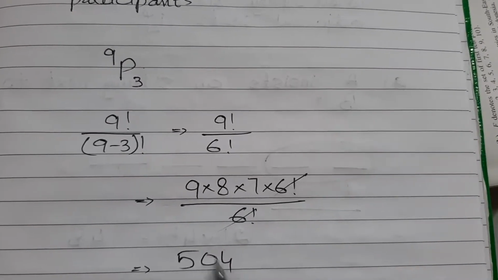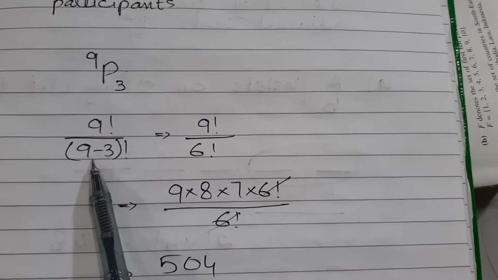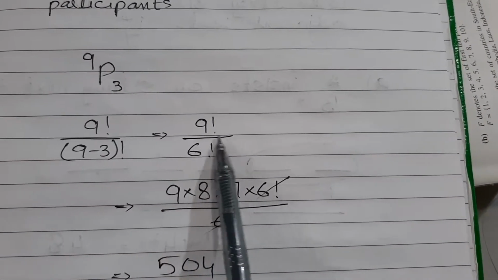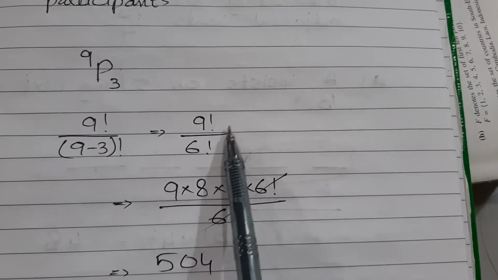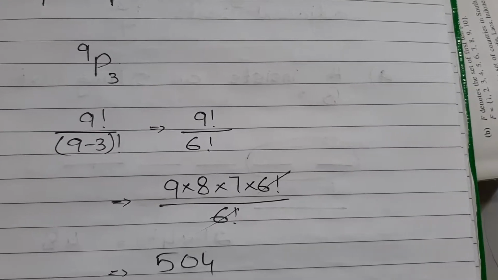And if you have to show working, then it will be 9 factorial divided by (9 minus 3) factorial, which is 6 factorial, and then you can write 9 into 8 into 7 into 6 factorial, cancel it out, right?